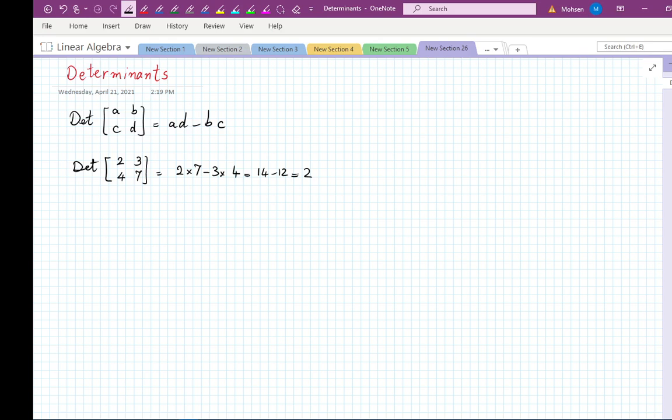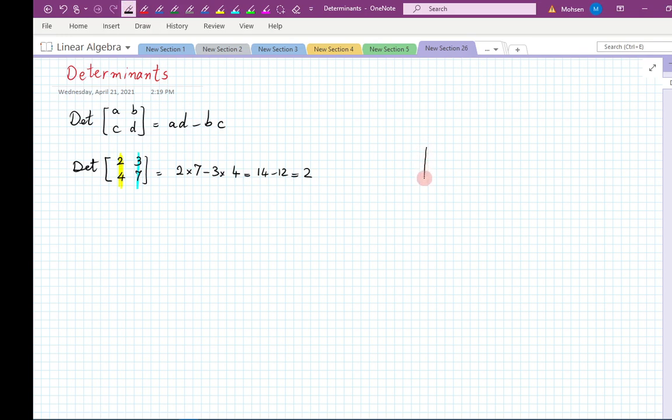One way of explaining determinants in terms of geometry is in its relationship to length, area, volume, and such things. So for example, here we are looking at a matrix which is made out of several columns. So there's 2 columns here, 2, 4, and then 3, 7.